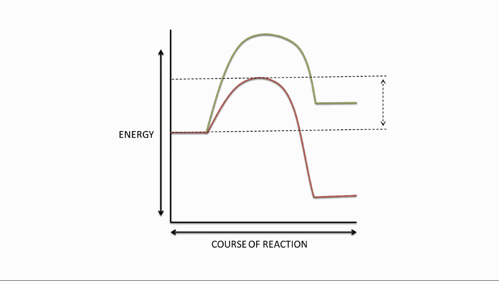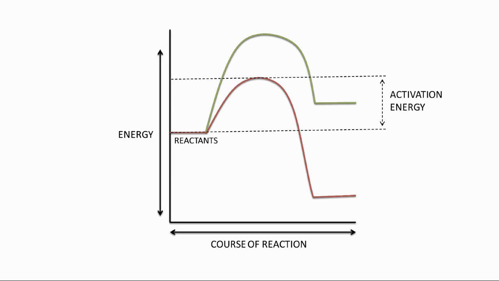Here we see a potential energy diagram that shows how much energy is used over the course of the reaction. These are the reactants. This shows how much potential energy the reactants have. Between the two dotted lines we have the activation energy for the reaction. This is how much energy is needed to start the reaction.